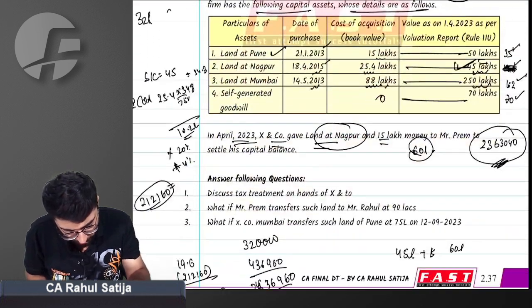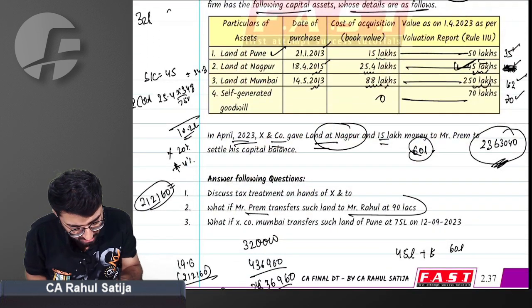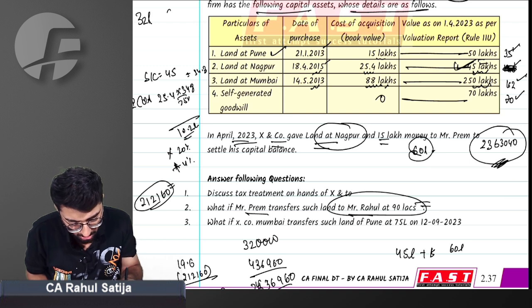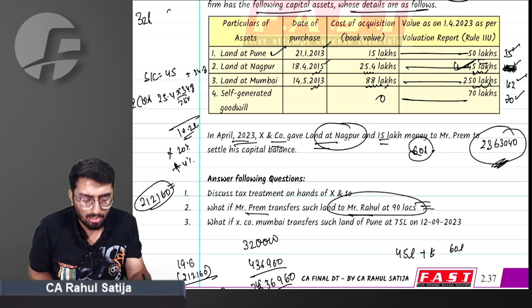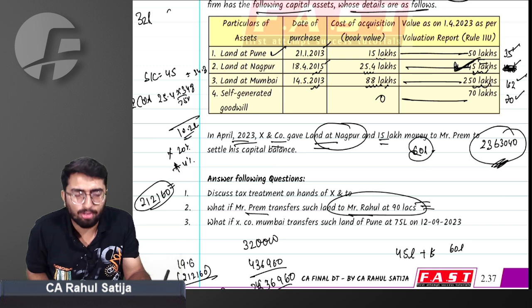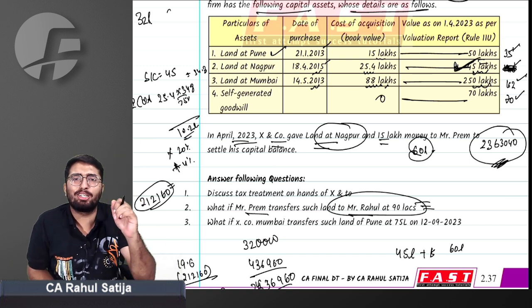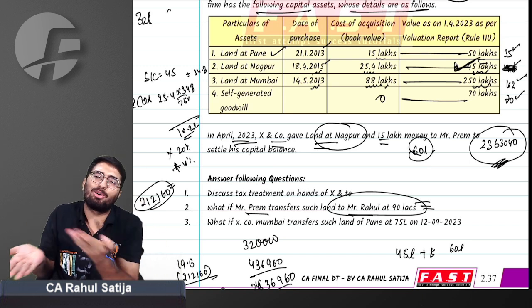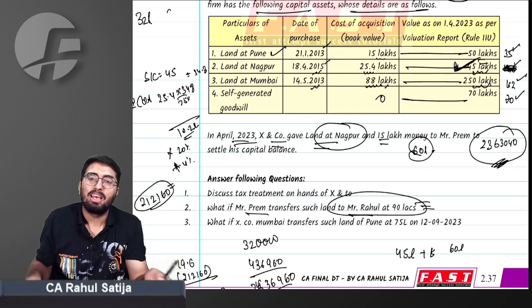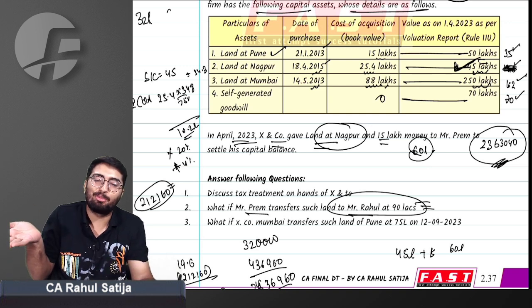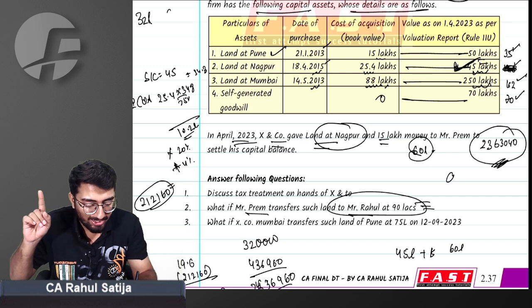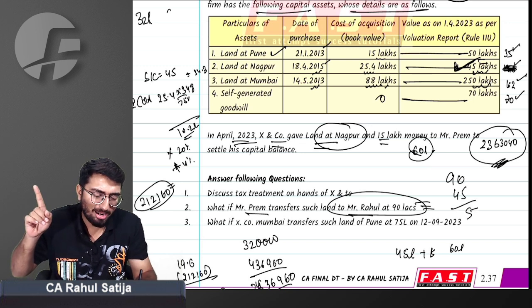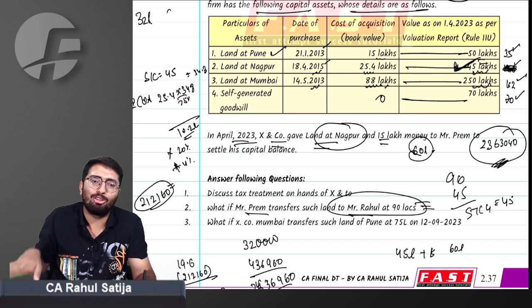What if Mr. Prem transfers such land to Mr. Rahul for 90 lakh rupees? Mr. Prem received such property for 45 lakh rupees, and transfers such property for 90 lakh rupees. Since Mr. Prem has already paid tax on that property, why will he pay tax again? So 90 lakh minus 45 lakh will be short-term capital gain in the hands of Mr. Prem. 45 lakh will be taxable.